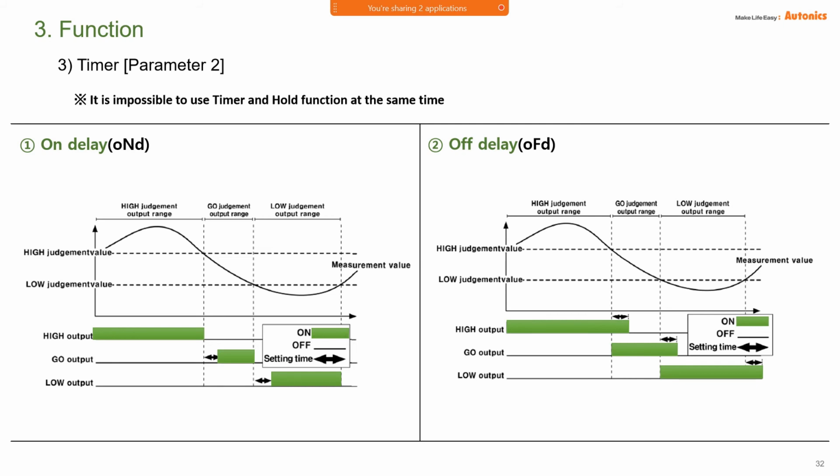Also have a function for the timer in parameter 2. You can set the output delay, so depend on the setting of the timer. You have on delay, which is to delay the output turning on. This one is a time delay. You can see the arrow here is a time delay. And then the off output you also can set to off delay. This one is setting time for the off delay. The output will delay a bit to turn off. And then you need to be cautious, it is impossible to use timer and hold function at the same time.